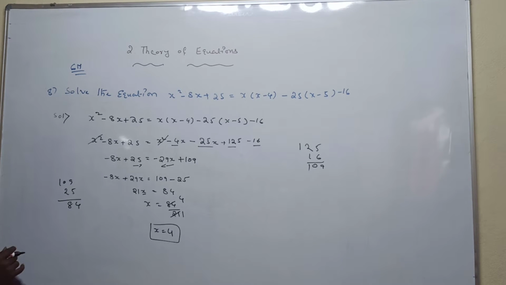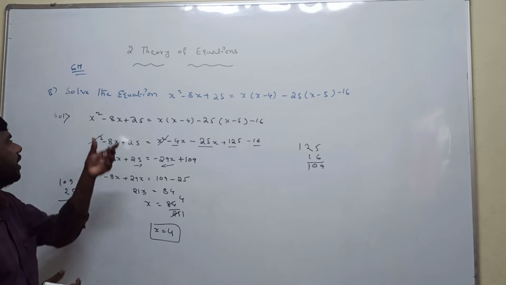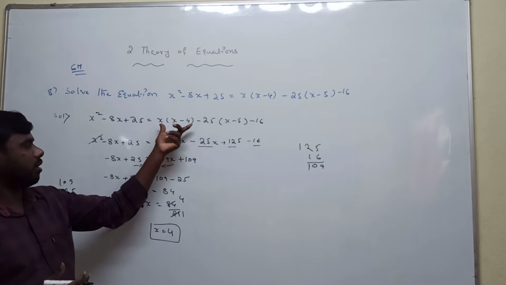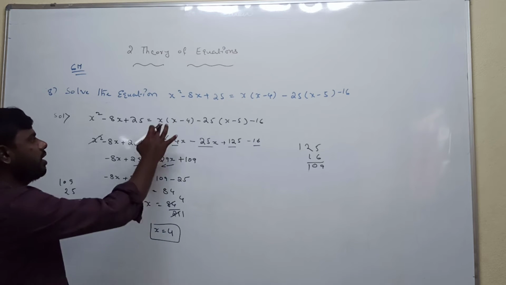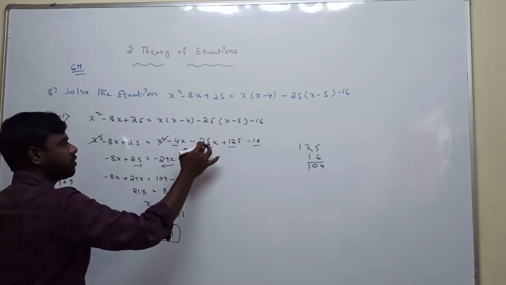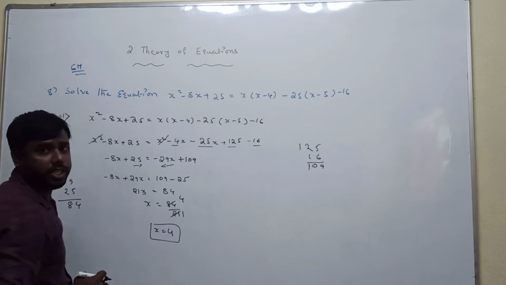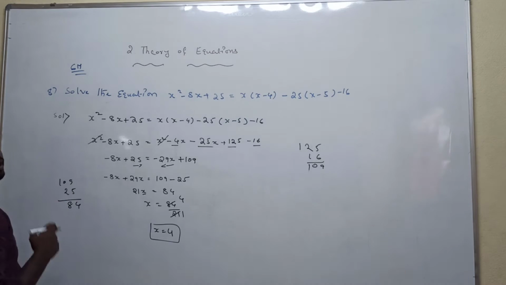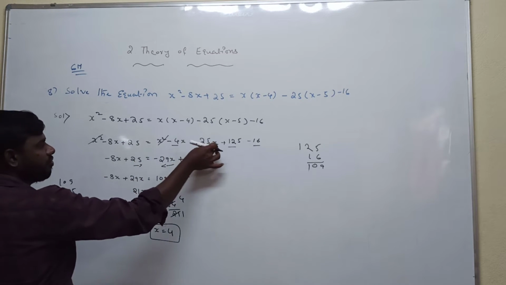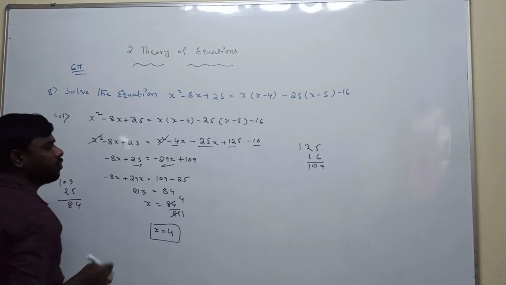Everyone understood? The given equation we write as it is; the left hand side has nothing to simplify, so we write it as it is. But the right hand side we can simplify: x into x is x square, minus x into 4 is minus 4x, minus 25 into x is minus 25x, minus into minus is plus 25 into 5 is 125, minus 16. Both sides x square and x square get cancelled. What is left of the equation is as it is: minus 4x minus 25x is minus 29x, plus 125 minus 16 is plus 109.